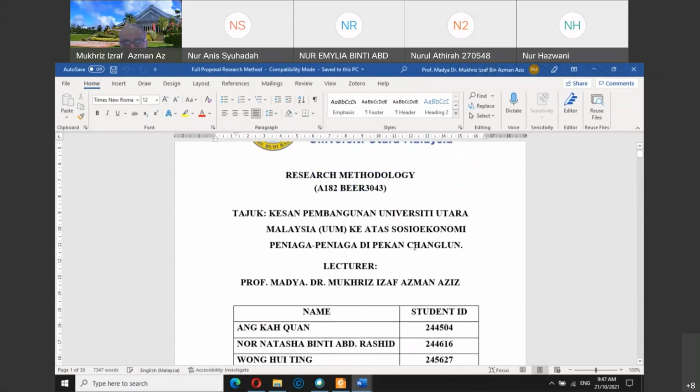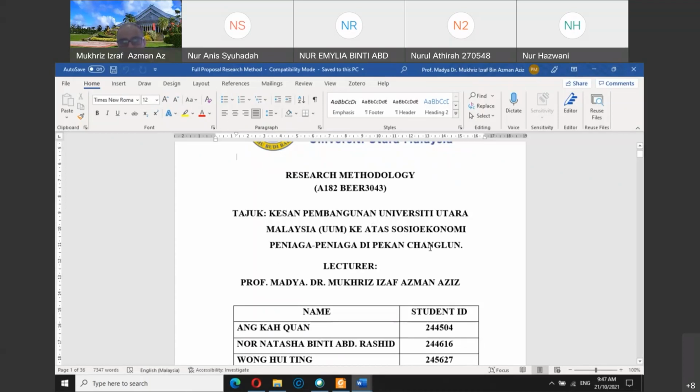Changlun is a small district. I mean, not to say town, but a small town closest to UEM. It's 15 minutes away from UEM. So basically the students were interested to investigate the impact of having UEM on the traders in the town of Changlun.